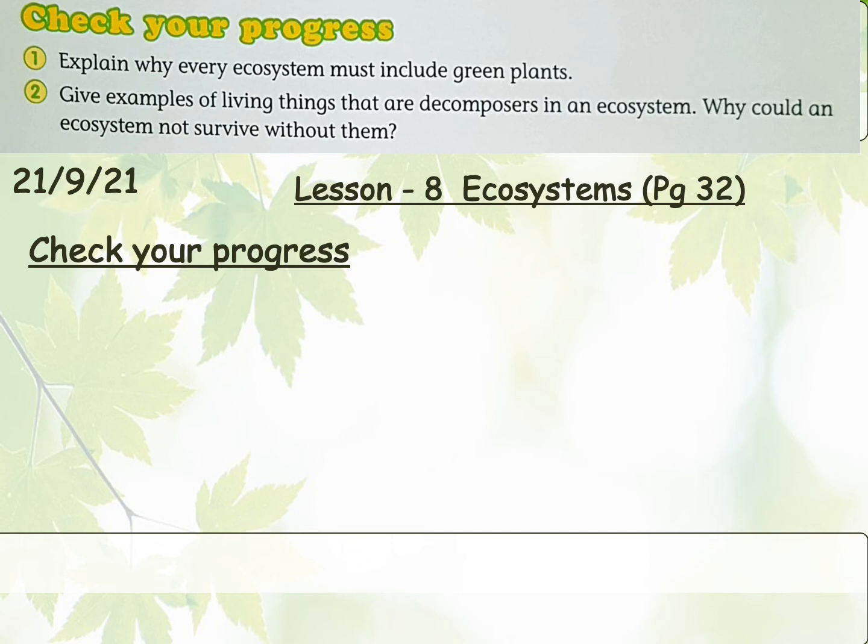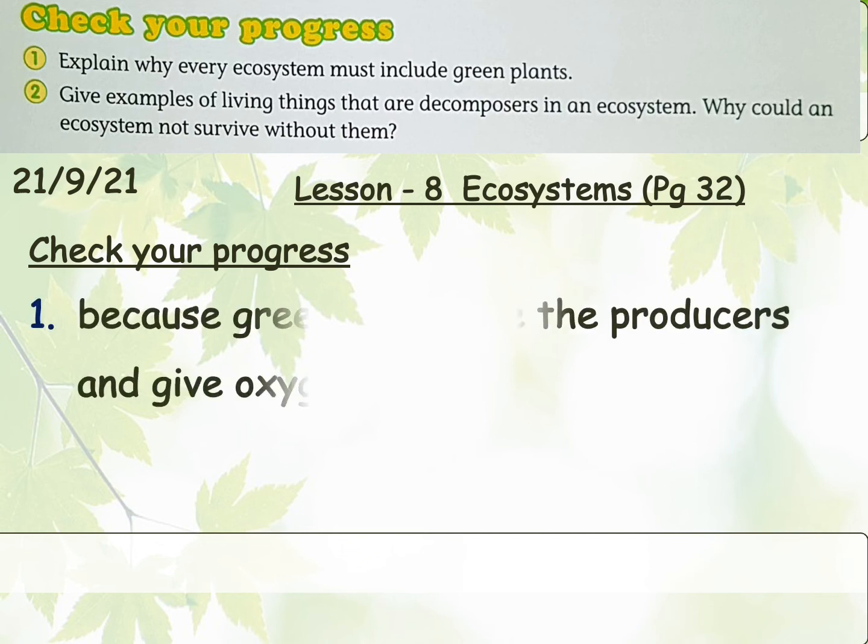Yes, we already discussed, if there are no plants, no life, right? Because plants are the producers and give oxygen. So if plants are not there, there is no ecosystem. There are no more living things left. Now give examples of living things that are decomposers. Yes, you can say mushroom, bacteria, fungi, worms.